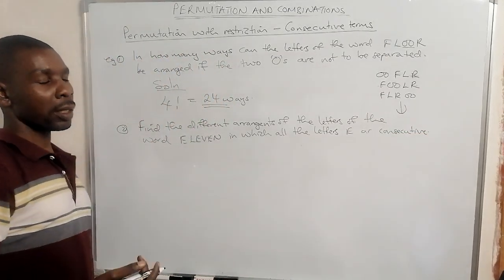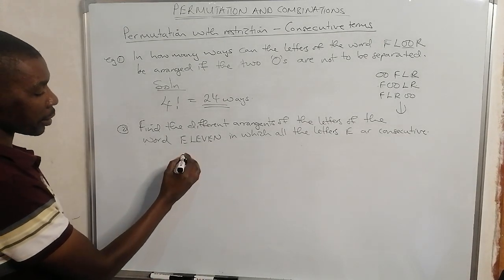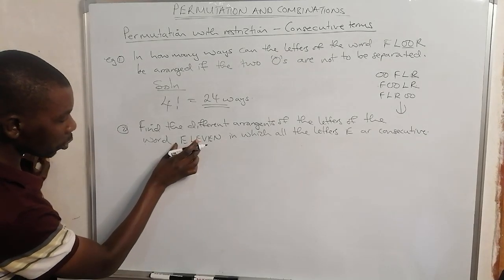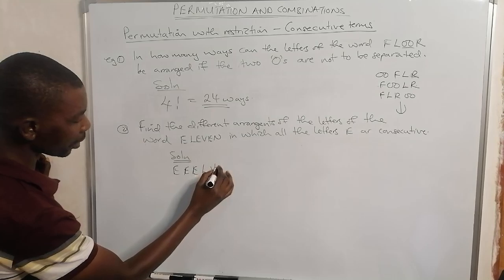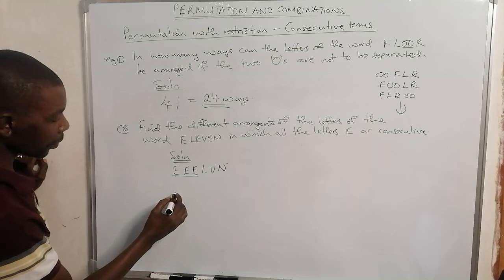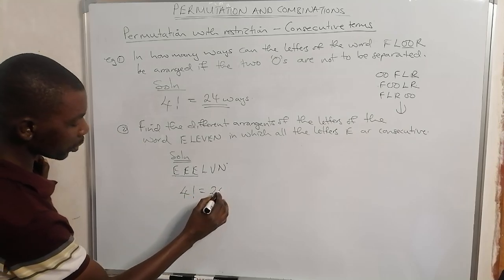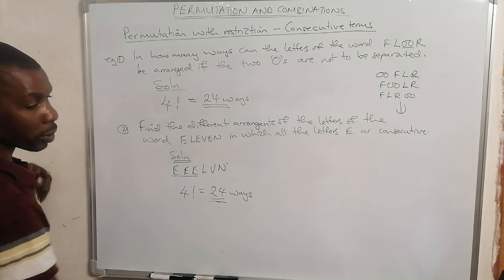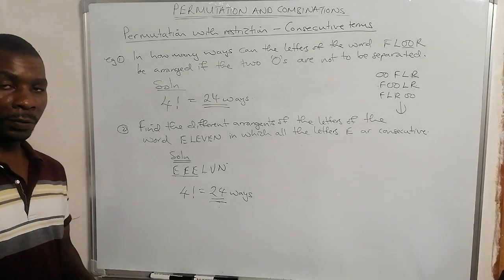So it means the E's are not going to be separated, right? So we can rewrite this with the E's together as one block. We have the block, L, V, and N. So the number of ways: we have 1, 2, 3, 4, which will be 4 factorial, and that will be 24 ways. So the number of ways will be 24, right? I hope you are following.